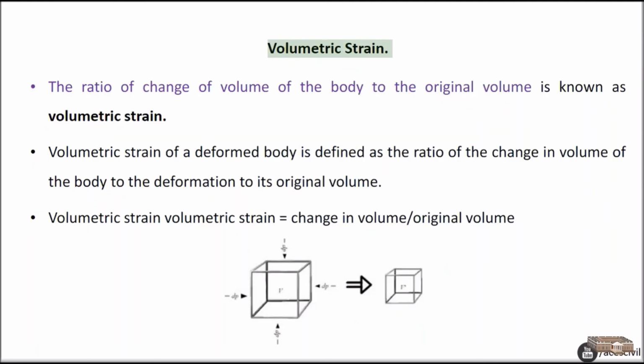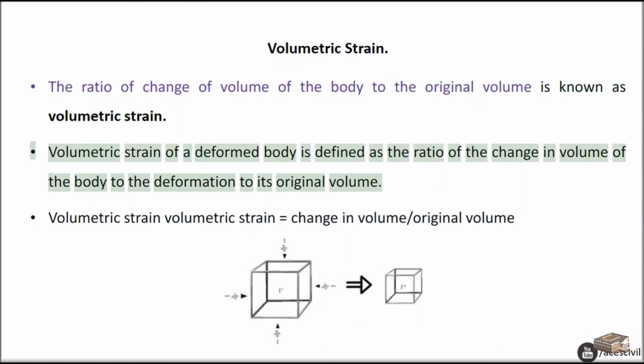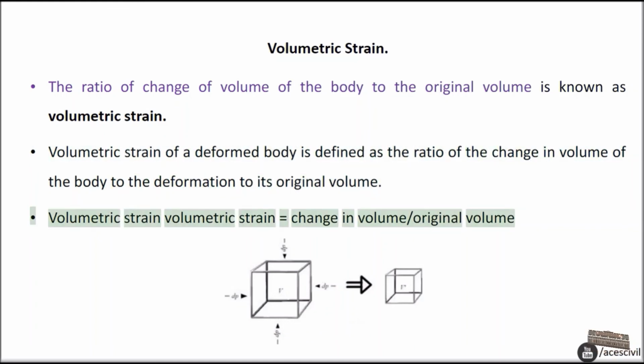Volumetric strain. The ratio of change of volume of the body to the original volume is known as volumetric strain. Volumetric strain of a deformed body is defined as the ratio of the change in volume of the body due to deformation to its original volume. Volumetric strain equals change in volume over original volume.